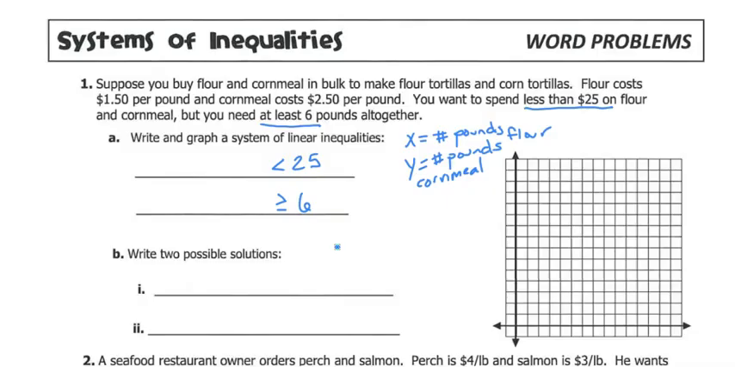Okay, so for my cost, it's going to be 150 times X, 150 times flour, plus 250 times Y, and that has to be less than $25. And then I need 6 pounds, so that's just going to be how much did I buy? So X plus Y is greater than or equal to 6. Okay. Now we're gonna go graph these in Desmos.